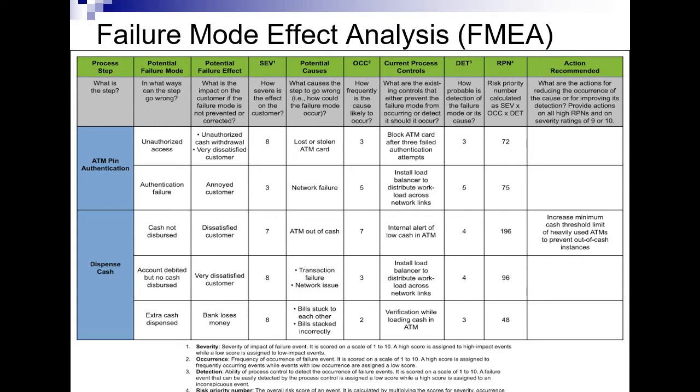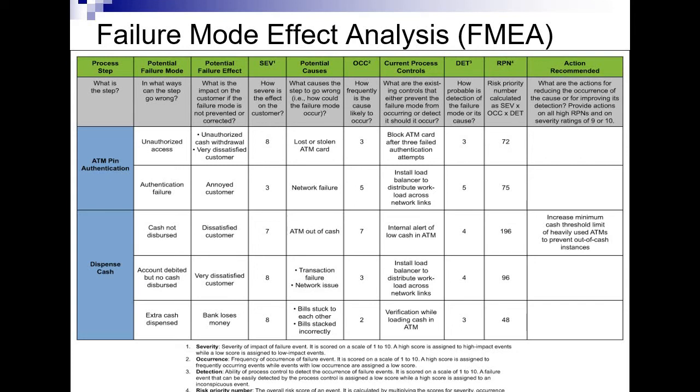If you see, ATM pin authentication is one of the process steps in setting up the ATM pins. So potential failure mode could be unauthorized access. Potential failure effect, unauthorized cash withdrawals, very dissatisfied customer. The customer is obviously going to shout at the bank. How severe is the effect on the customer? Definitely very high. So 8 is allocated to that.